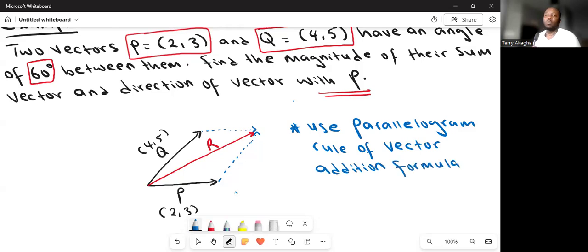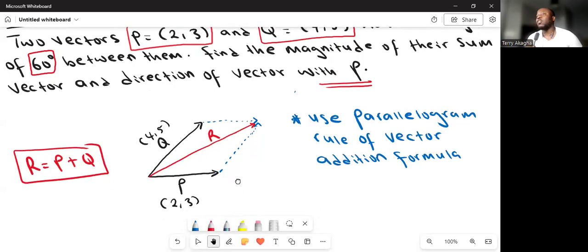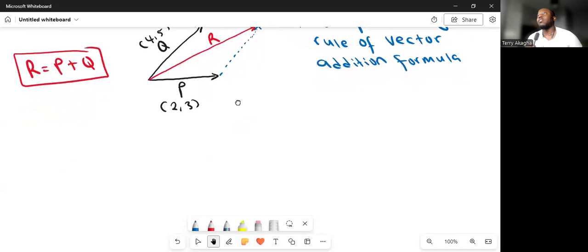We're going to use the rule here, because R is going to be equal to P plus Q. We're using the addition of vectors, and we're looking for the magnitude of R, so we can apply the formula for magnitudes for addition. So let's go.